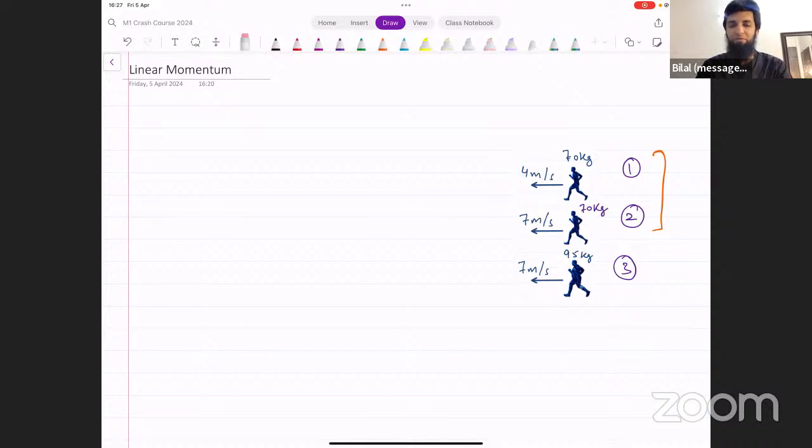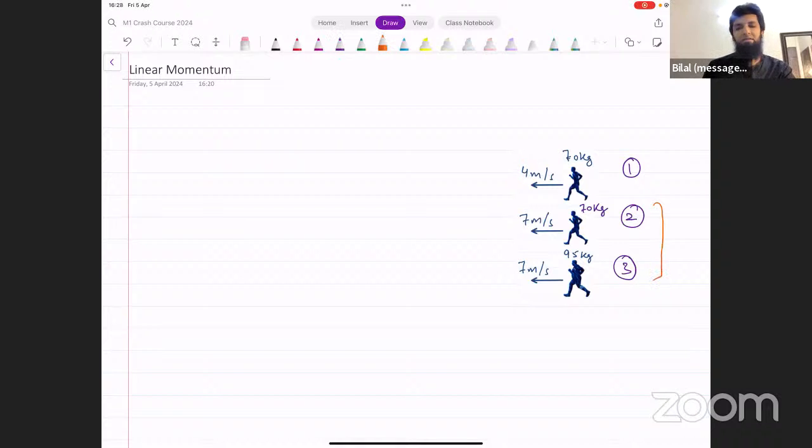Both of them have the same mass, but the first is running at 4 meters per second and the second at 7 meters per second. If you were to try and stop them, who will be easier to stop and who will be more difficult to stop? Anyone? The first one will be easier to stop, right? Why? Because he's running slower. This one is running faster, so he's going to be more difficult to stop. So we basically say the first one has less momentum as compared to the second one. The person who has a greater speed or velocity has more momentum. So one thing that momentum depends on is the velocity of an object.